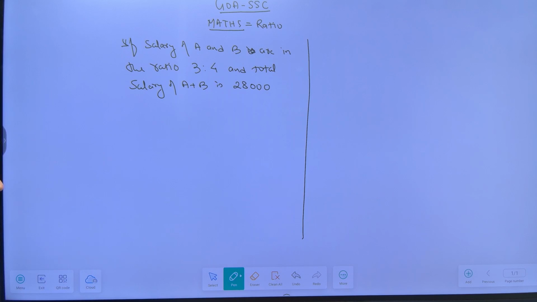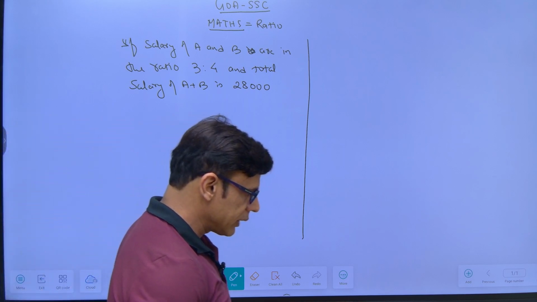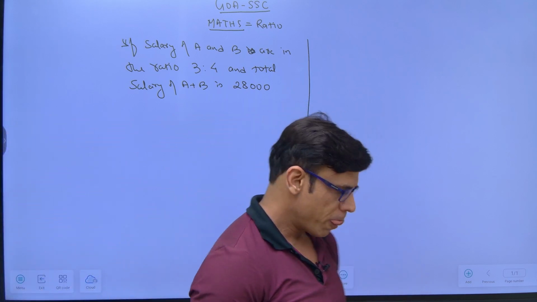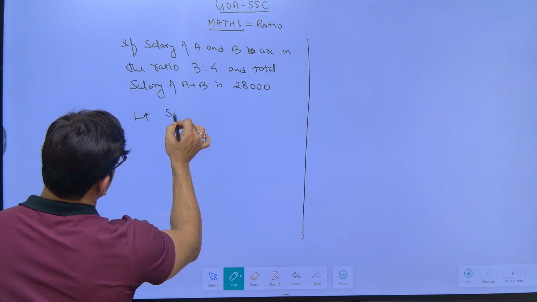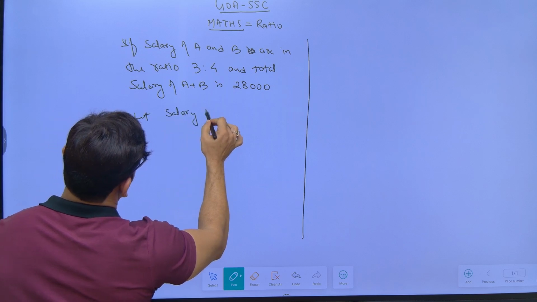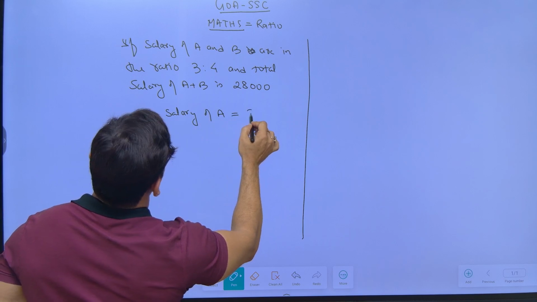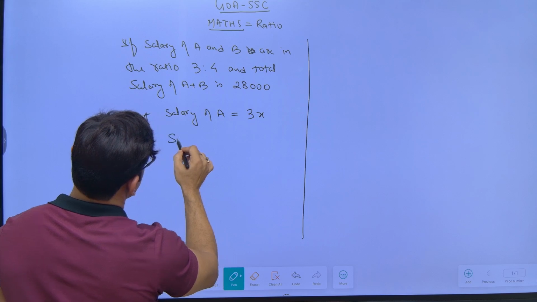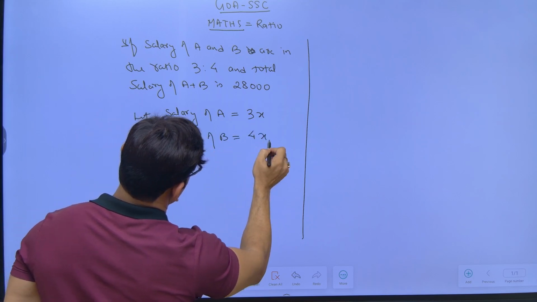Total salary is 28,000. So how did we used to solve this question in school? We used to consider some variable, right? So generally we used to consider, let salary of A is 3x and then salary of B is, let's say, 4x.